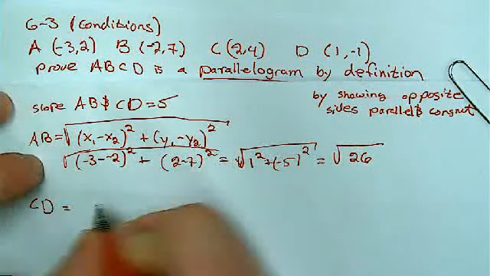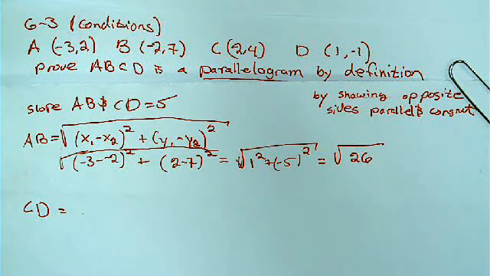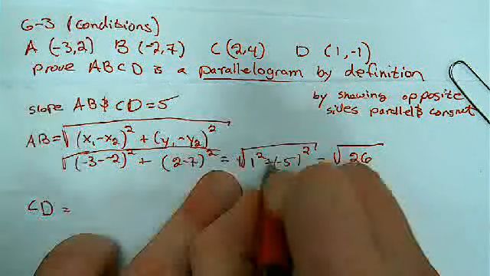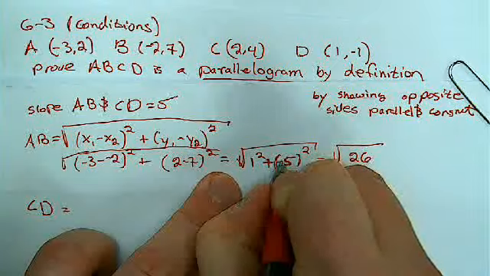CD. Oh, sorry, Chip. Wait, what? What does that say? Where? Square root of 1 squared, is that plus a -5 squared? Yeah.